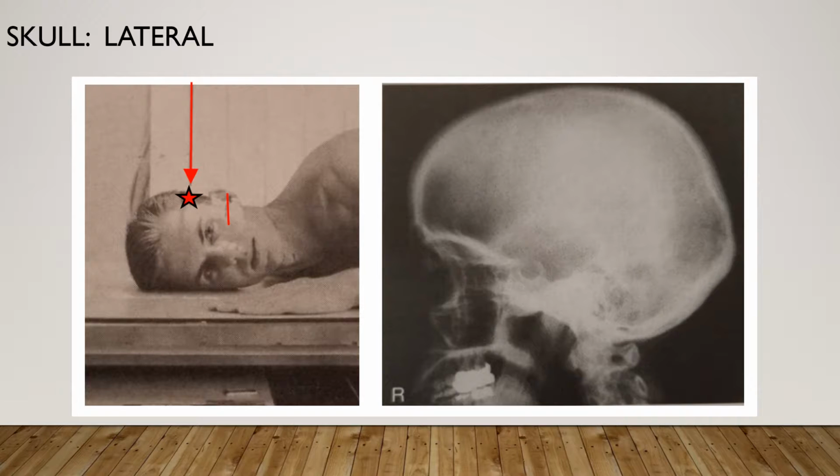The central ray is going to be 2 inches superior to the external auditory meatus. Once again, you're going to want to make sure that you suspend respiration for this exposure. When you're looking at the x-ray, you want to make sure that the entire cranium is visualized, and you want to superimpose the cranial halves.